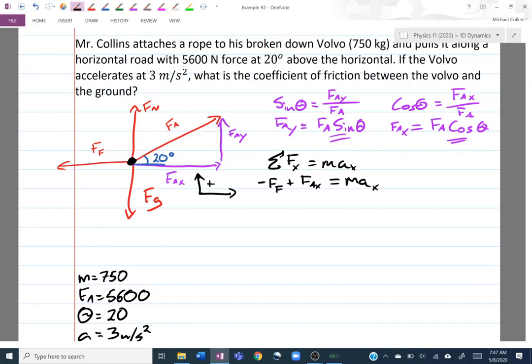From my formula sheet, the force of friction is equal to mu Fn. Plus Fax, which I did up here in purple, is Fa cos theta, and that's going to be equal to Ma. When I take a look at this expression, what I'm looking for is do I know all of my variables except for one? I'm looking for mu, so it's okay that I don't know that, but I don't know what Fn is. I know what Fa is, I know what theta is, I know my mass, and I know my acceleration. So the only thing I'm missing before I continue is Fn.